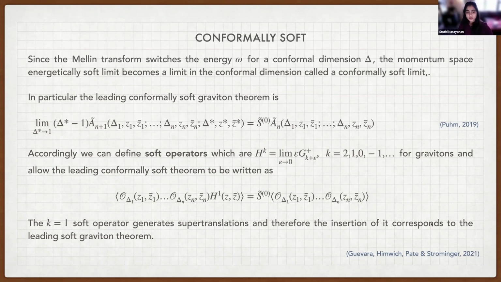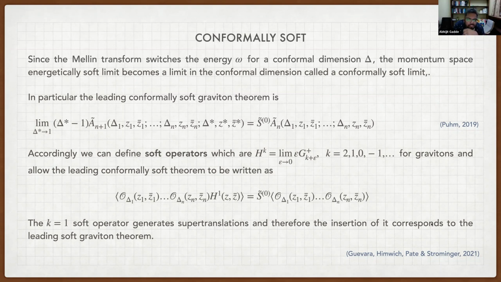So we define these conformally soft operators, and that allows us to write down the leading soft theorem as the insertion of one of these conformally soft operators. If I insert H1, then I get the leading conformally soft theorem, which, as I said, generates supertranslations. If I plug in H0, I should get the subleading. If I plug in H minus 1, I should get the sub-subleading. So this is one way to understand what this tower of conformally soft theorems is.